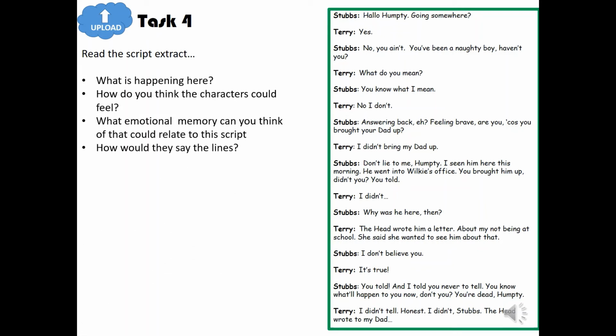And how would they say the lines? What voice would they use? How would they walk? So what movement? And how they use their body language. That'll be the facial expression, the gestures, and posture.